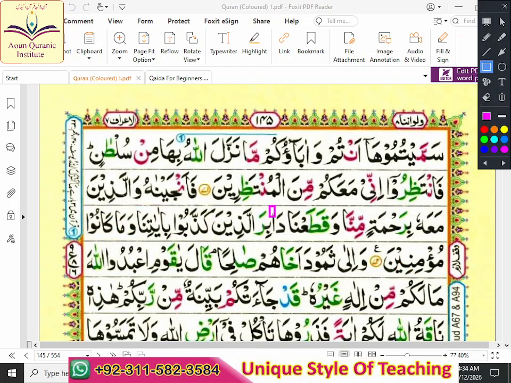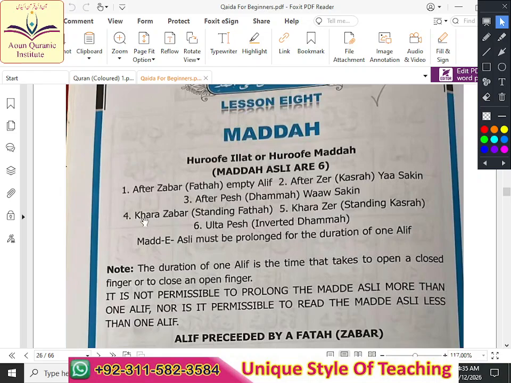For the alif, after Zabar, empty alif. For the wow, after Pesh, Wow Sakin. For the ya, Ya Sakin after Zer. Okay, three done. Now the next three please. Number four.